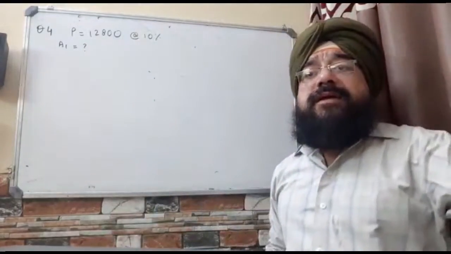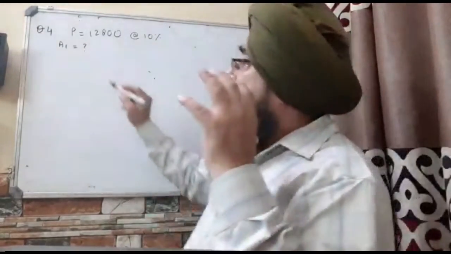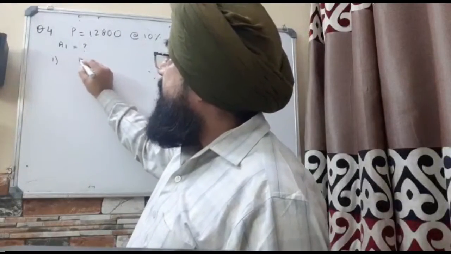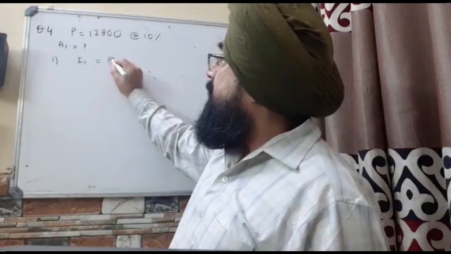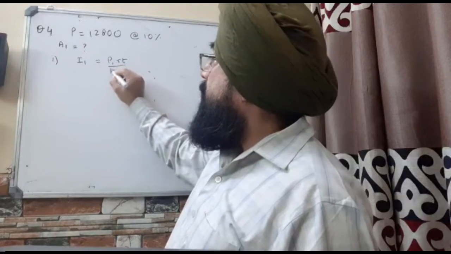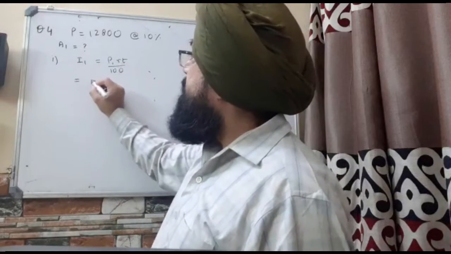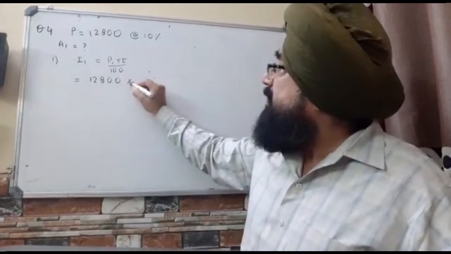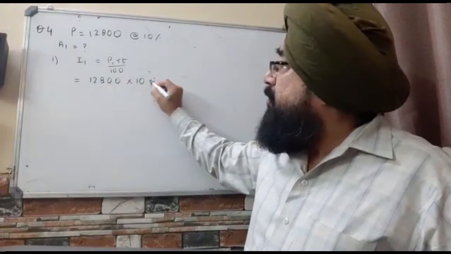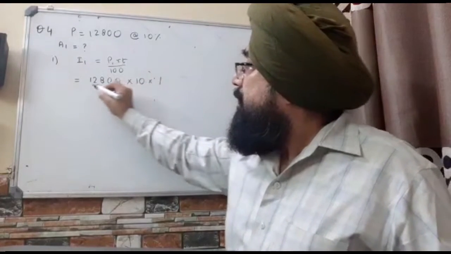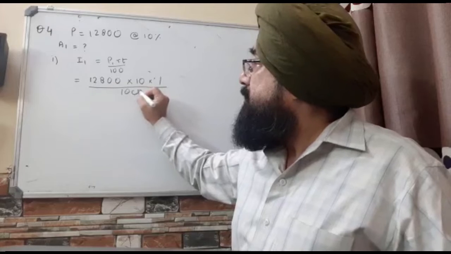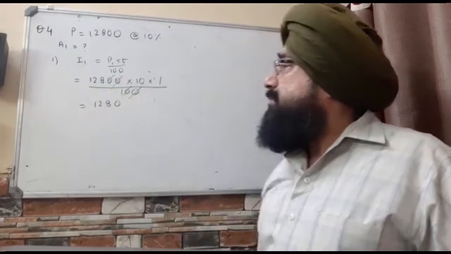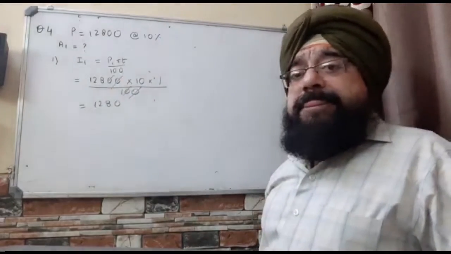So A1 can be calculated using your keen observation on my teaching, how I explained the compound interest. You can first of all find I1, which will be equal to P R T upon 100. Hope you are following this. That is 12800 into 10 into 1 upon 100. See, these 2 zeros cancel and you get 1280.